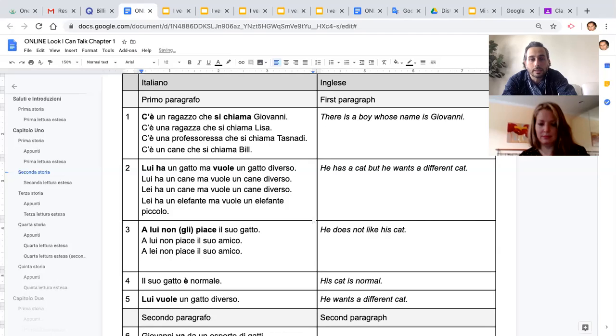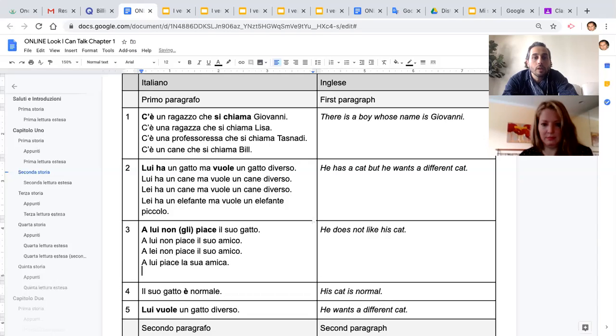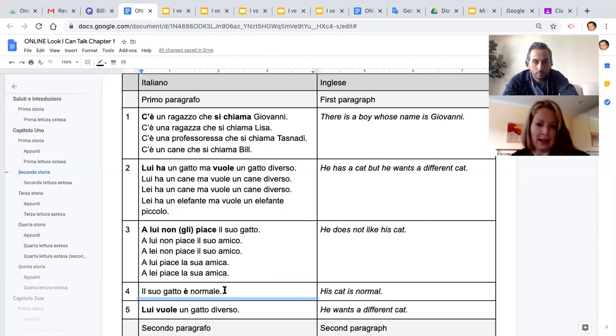What if you want to say he does like his friend, but let's make the friend a girl. So he likes her friend. So a lui piace, let's make il suo amico a girl. La sua amica, wonderful. What if you want to say she likes her friend? It's the same thing. A lei, and make the friend girl. Piace la sua amica. Perfetto.